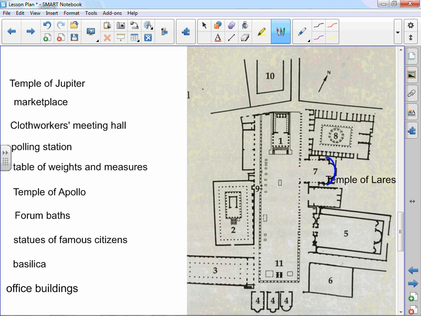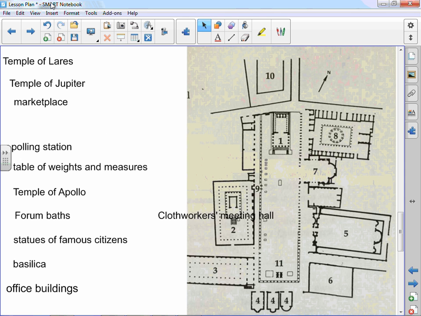The clockworkers meeting hall would be the massive building over here, the biggest building, the meeting hall, number 5. We also have a polling station. Polling station is right next to the meeting hall, down below it, number 6.